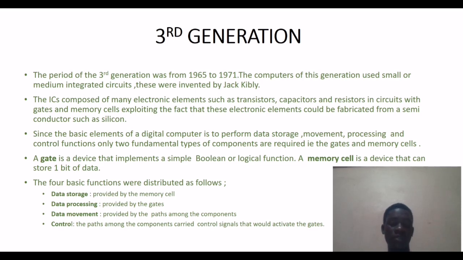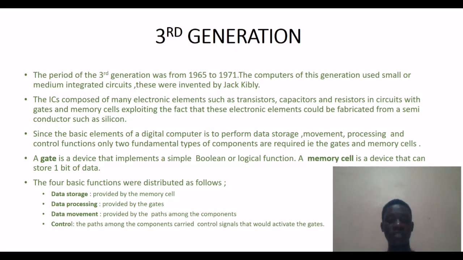Since the basic elements of a digital computer perform data storage, movement, processing, and control functions, only two fundamental types of components are required, i.e. the gate and the memory cell. A gate is a device that implements a simple Boolean or logic function. And a memory cell is a device that can store 1 bit of data.